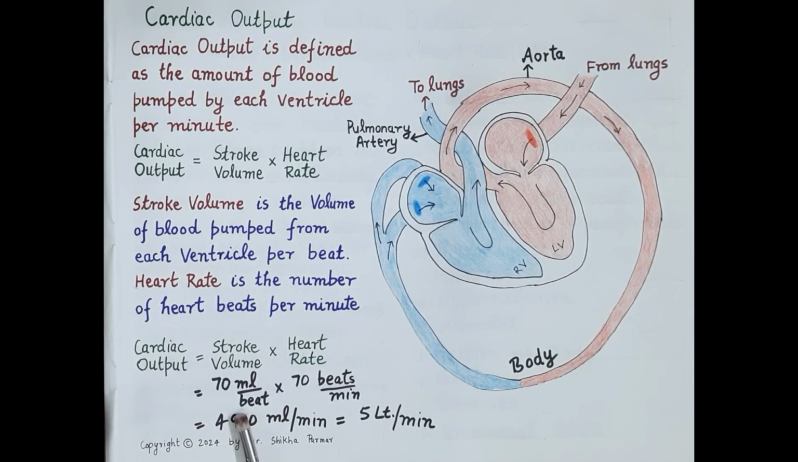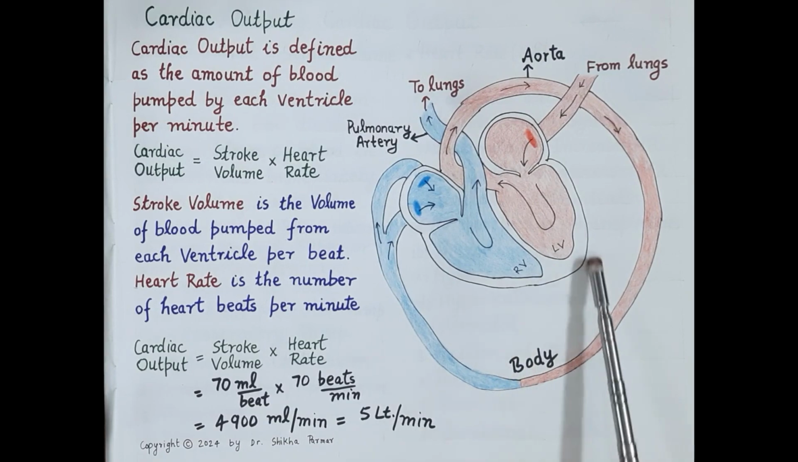Now stroke volume is 70 ml per beat. That means around 70 ml of blood is ejected during one contraction. And the heart contracts around 70 times in a minute. So cardiac output is equal to 70 into 70, that comes to 4900. So this comes to 5 liters per minute. So cardiac output at rest is normally 5 liters per minute.